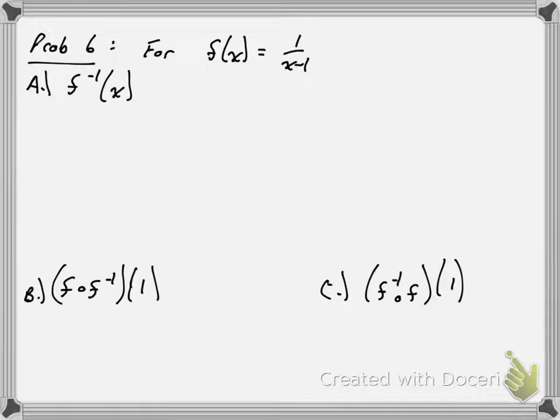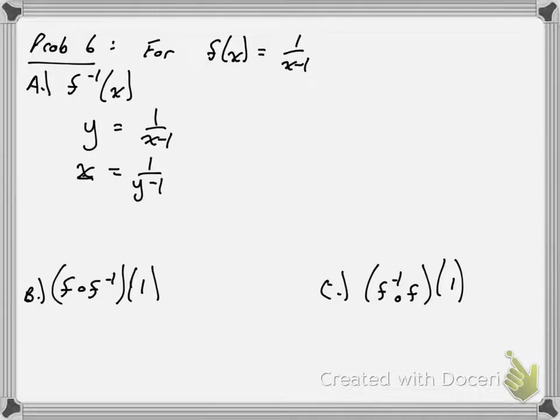Problem 6, they give you the function for f of x, 1 over x minus 1. What's the inverse? Well, again, substitute your y in. Y equals 1 over x minus 1. Switch x and y. So x equals 1 over y minus 1. Solve for y.